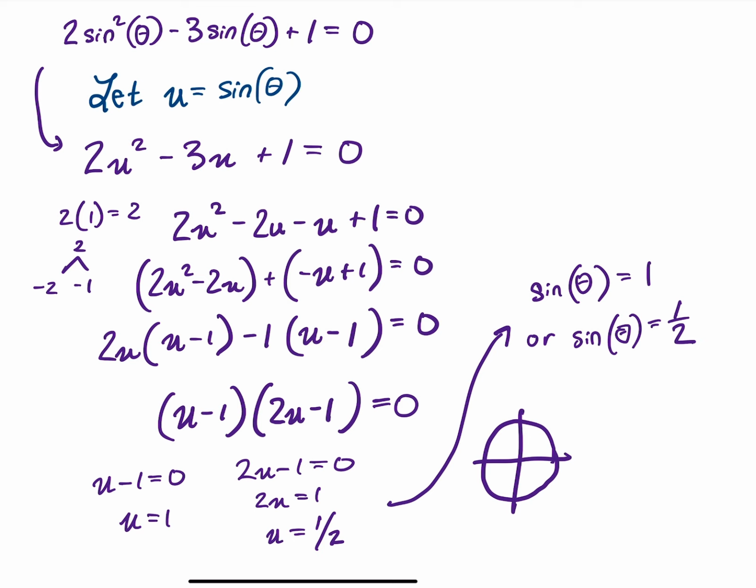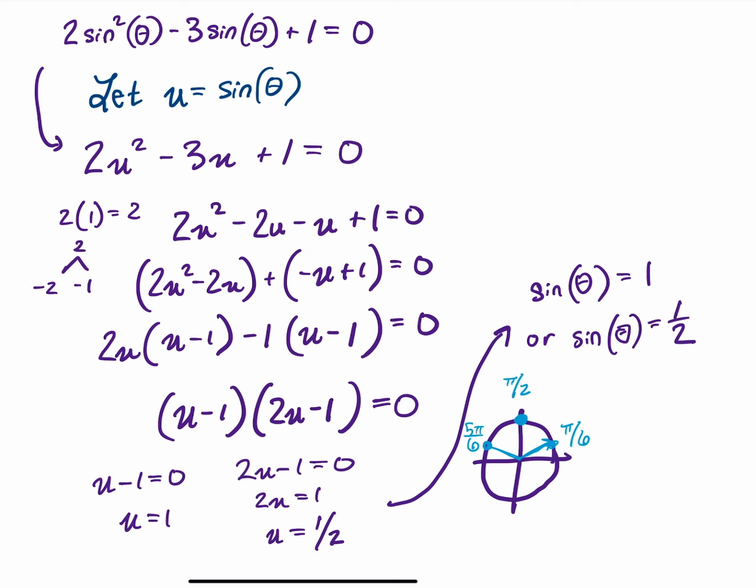Well, for 1, that would be at pi over 2. Sine is equal to 1 there. And sine is equal to 1/2, we've seen that one a couple times now. That's at pi over 6, and then also in the second quadrant at 5 pi over 6. So we get three solutions between 0 and 2 pi, just one trip around the unit circle.